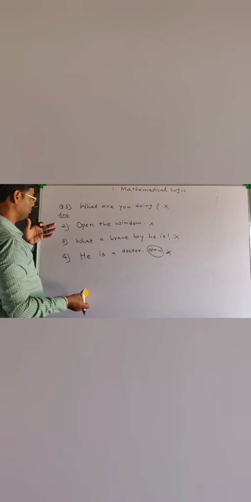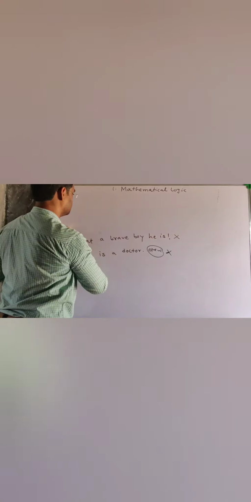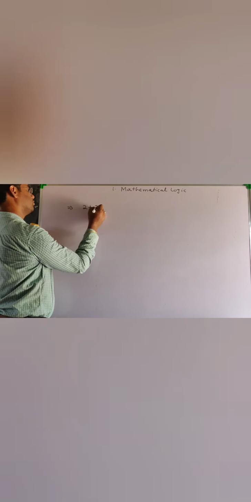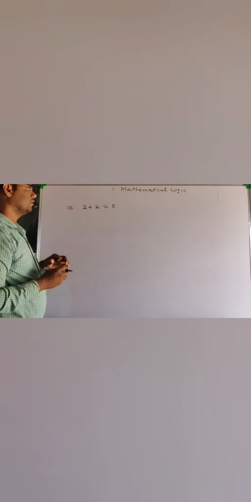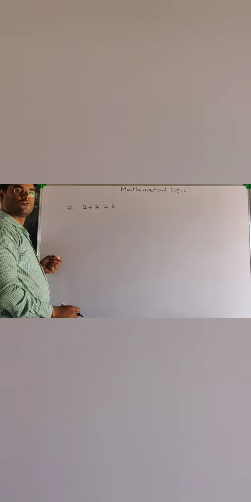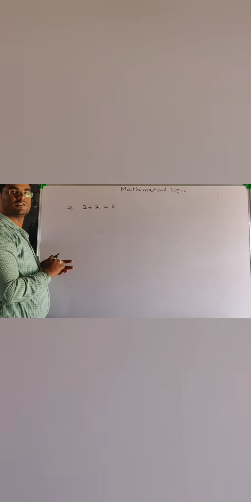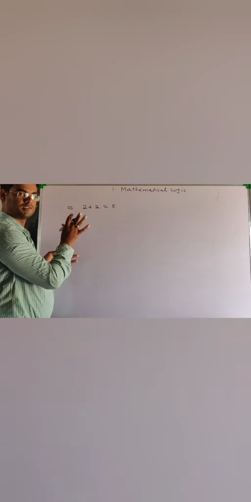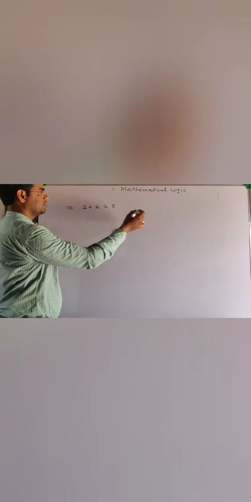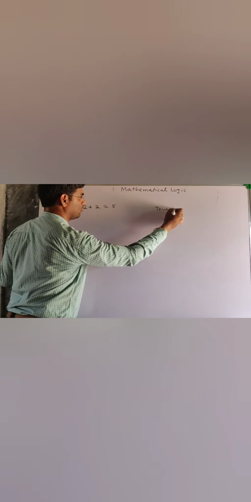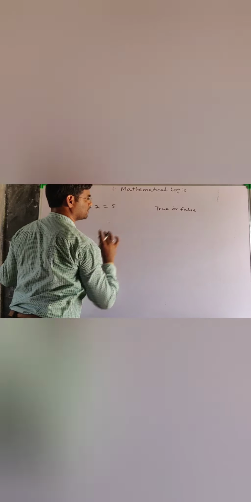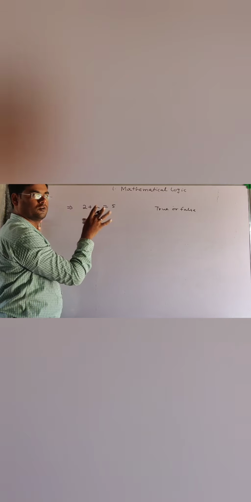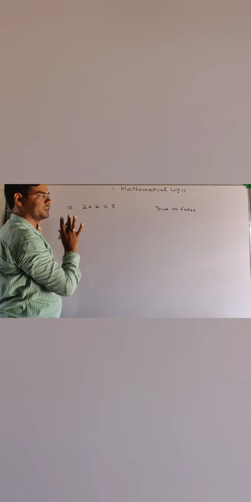Now let us take the example of a statement. Suppose I say 2 plus 2 is equal to 5. Tell me whether it is true or false. If it is true or false, then it is a statement. 2 plus 2 is equal to 4 is a true sentence. If the answer is true or false, then such assertive sentences are known as logical statements. If true, it is a statement; if false, it is also a statement.